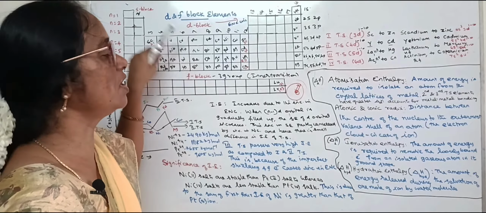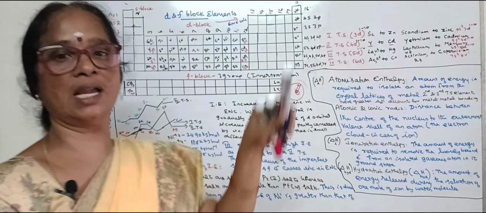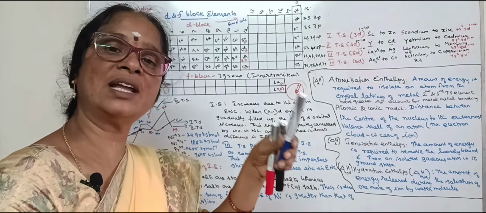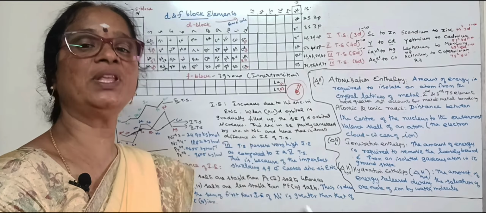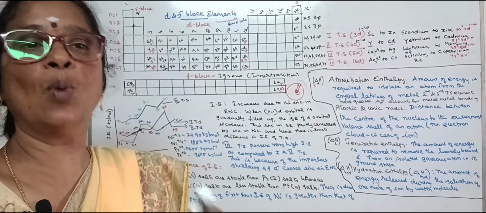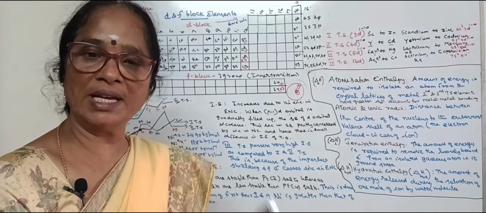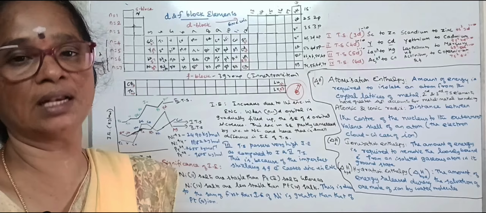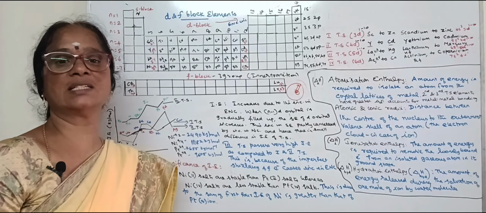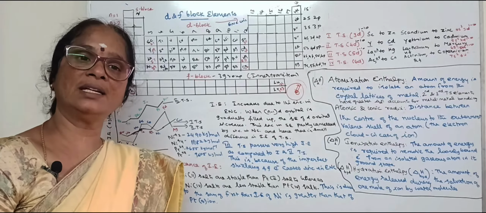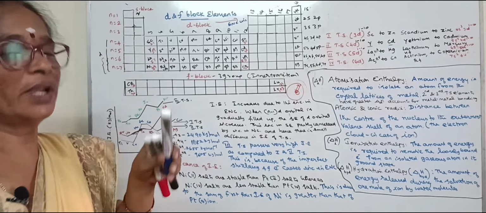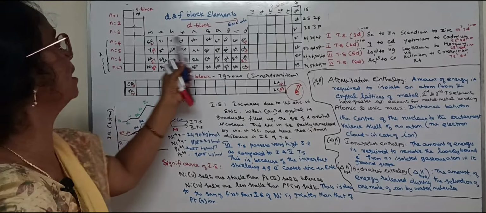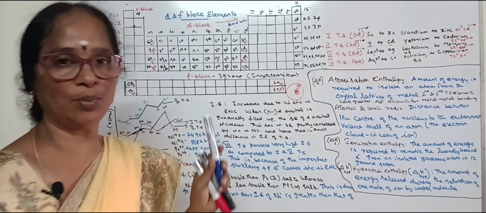When you remove the first electron, it is said to be the first ionization enthalpy. When you remove the second electron, the atom has already become an ion. So from the ion, when you remove the electron, what happens? A very high nuclear charge will be there. That's why the removal of electron becomes highly difficult, and hence the successive ionization enthalpy becomes greater than the previous one. So here we are comparing only the first ionization enthalpy of s block elements, d and f block elements with p block elements.